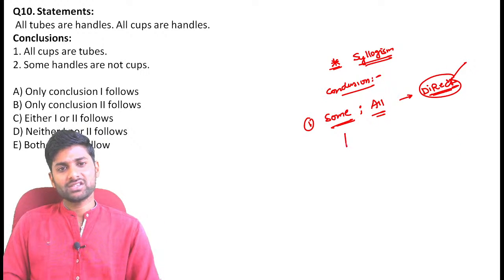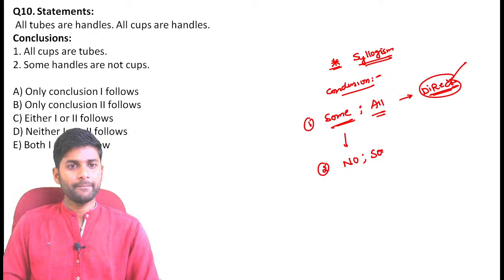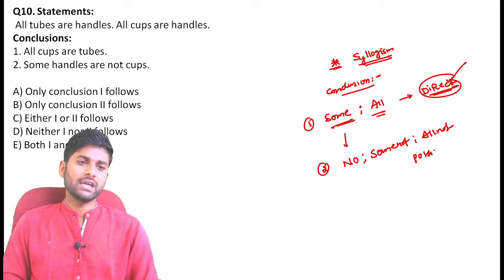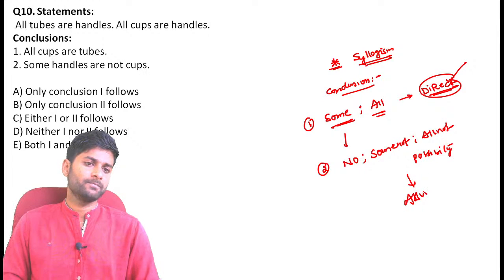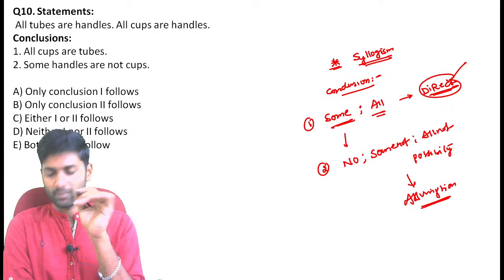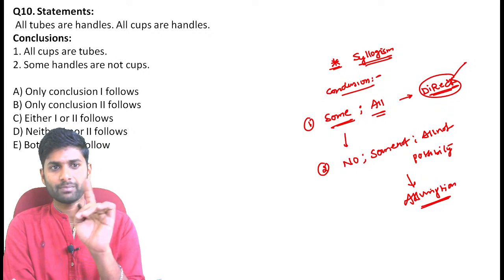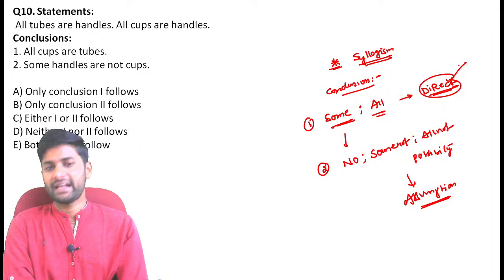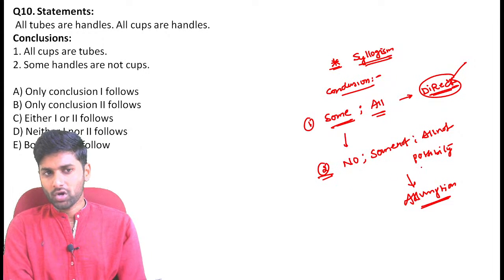Other than these, the second type of conclusions, like no, some not, all not, possibility, all these types of conclusions require an assumption. So these are the two important points you should remember, guys. First, if any conclusion is related to some or all, we require a direct relation. For no, some not, all not, we require a possibility, an assumption.